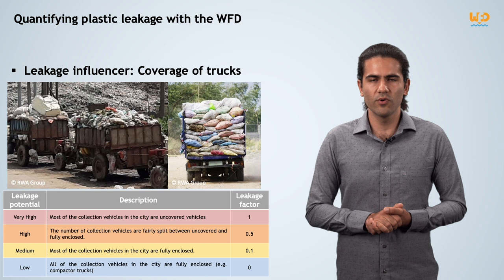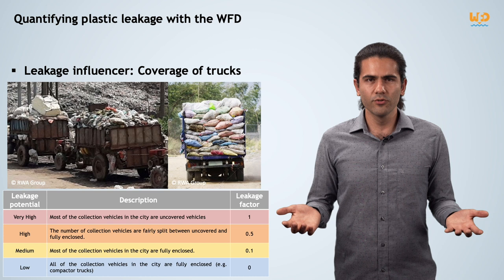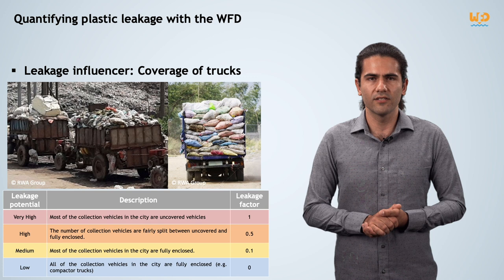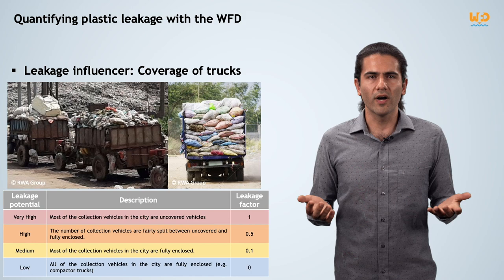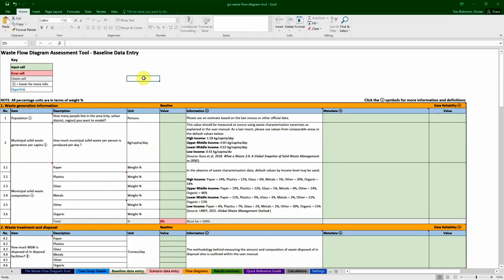But where can you find these tables and how to use the leakage potentials that you decide to attribute to these leakage influencers and the others? Let's dive back into the waste flow diagram Excel tool once more. We are now back in the same datasheet as before for the baseline data entry. Remember that the first and the second part are for the solid waste management data inputs.